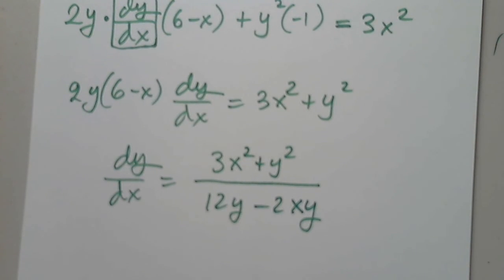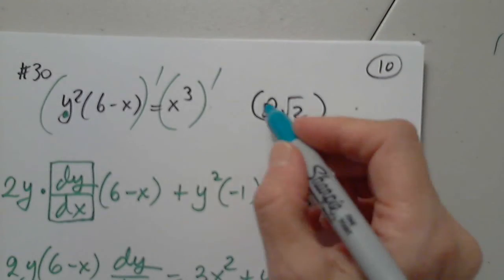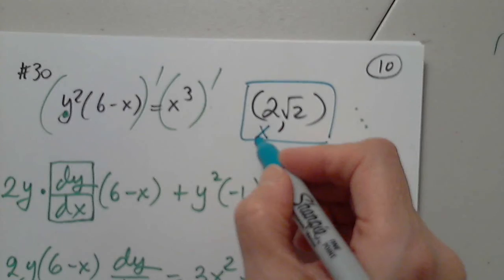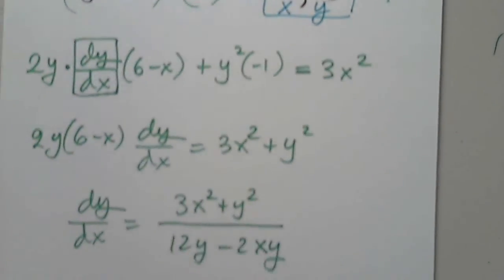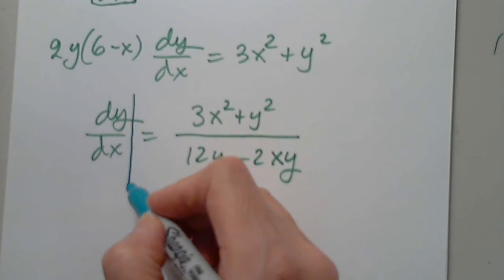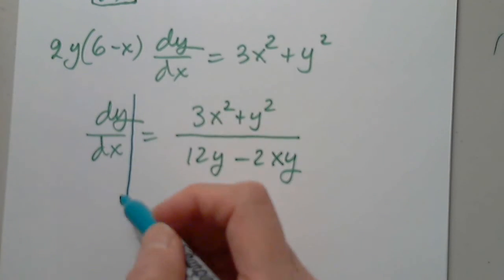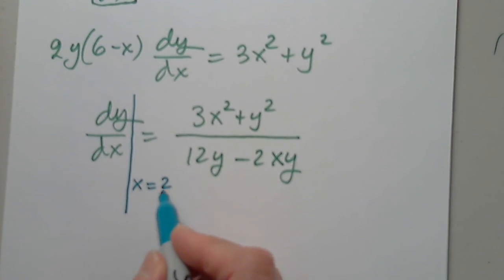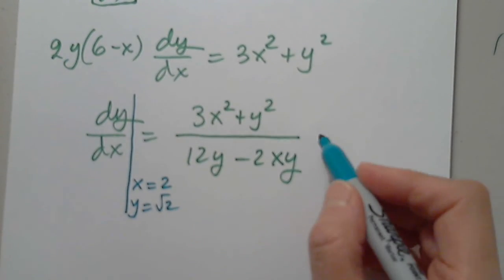And now I need to determine the slope. But which slope? The slope at this point where x is 2 and y is the square root of 2. So I'm going to write a vertical bar and say right here x equals 2 and y equals the square root of 2, and continue.